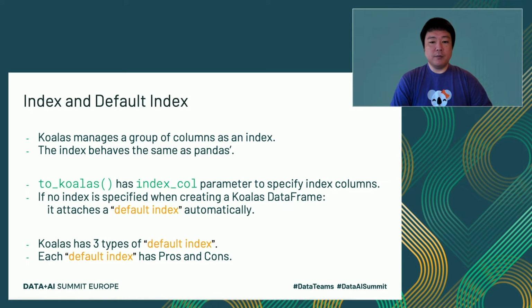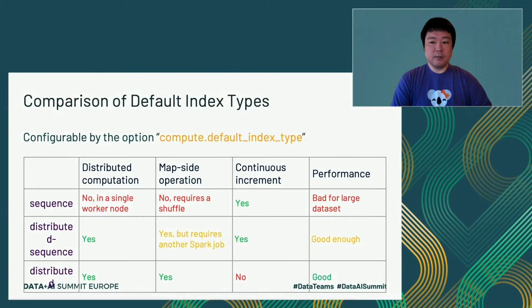Koalas provides 3 types of default index. As each default index has pros and cons, we need to decide carefully which index type we should use. Actually, the default index is used in different situations. For example, when you reset index without any remaining index columns. So please don't forget to consider the default index anyway. The 3 index types are sequence, distributed-sequence, and distributed.